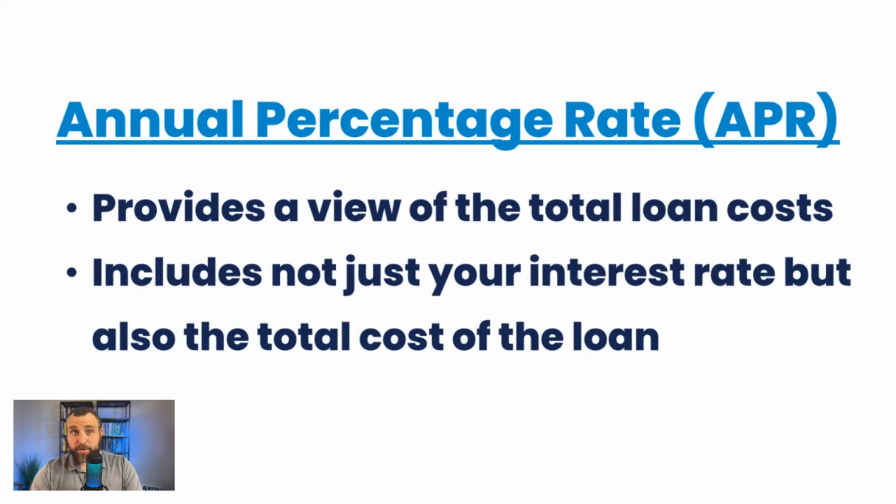Annual percentage rate, or APR for short, isn't just providing you a cost of the loan. It's attempting to provide you a view of the total loan costs. So this doesn't just include your interest rate, but also the total cost of the loan. What do you mean, Channing? Well, what the APR attempts to do is to take in all of the fees of the loan, including the interest rate, including the amount you're borrowing, and give you a percentage based on that.